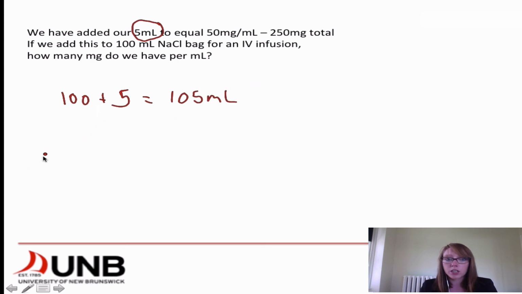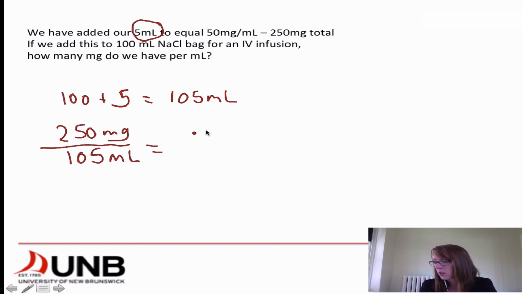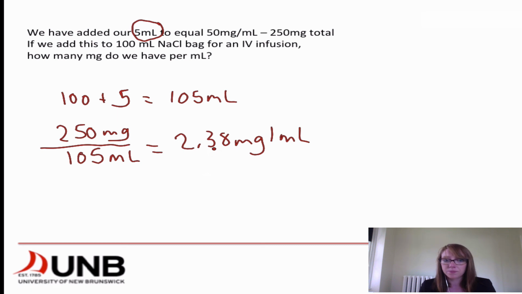Again, we're looking for milligrams per mil. So we have 250 milligrams, and we have to divide it, like I said, simple math, milligrams per mil, so you're literally dividing by 105 mils. And when you do that division, your answer is going to be 2.38 milligrams per mil. And like I said, this is really important to calculate out in case you have to stop an infusion. That way you can recognize how much of the medication has been administered to the patient.